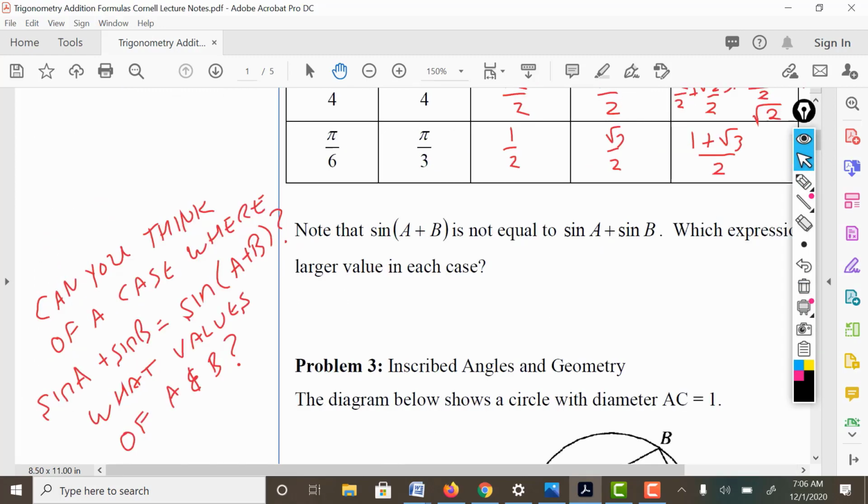On that note, can you think of a case where sine of A plus sine B is equal to sine of parenthesis A plus B, parenthesis? For what values of A and B would that be true?